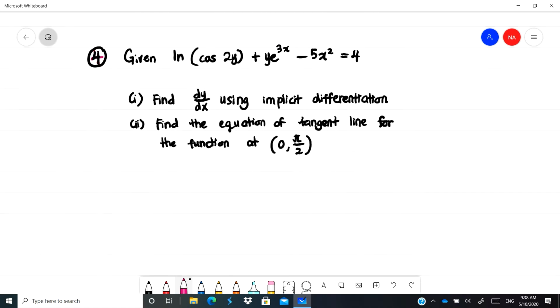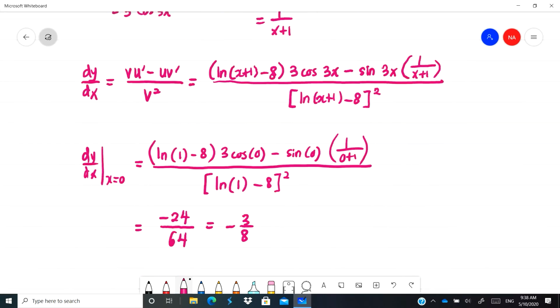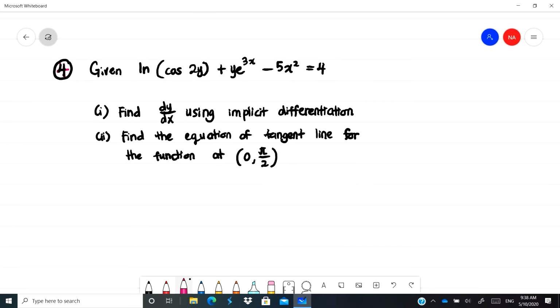Alright, so let's now move to question number 4, which is quite different from the previous examples. In this example, we are given this equation. We'll have to find dy over dx using implicit differentiation. Sometimes the question combines the implicit differentiation together with the tangent to the curve.